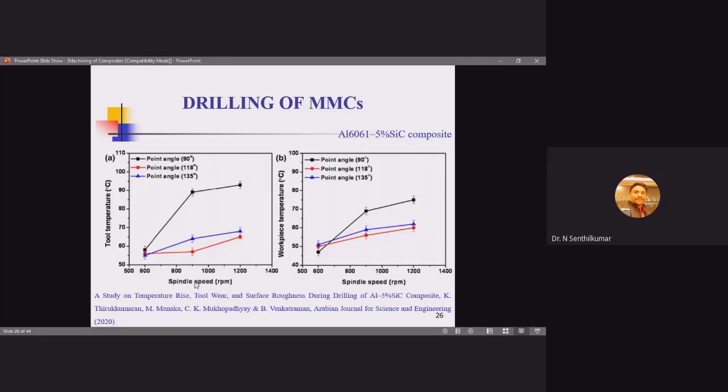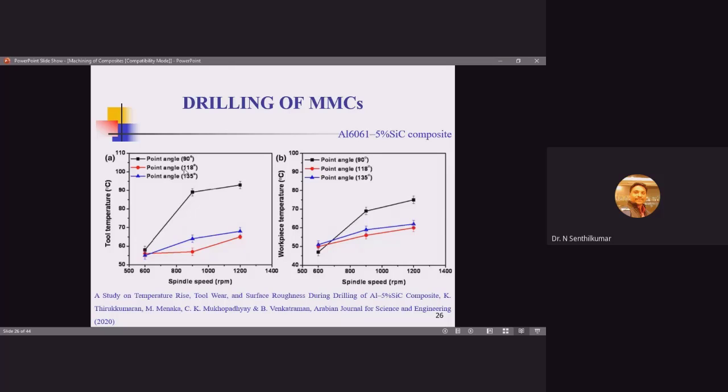So spindle speed. This is also drilling. As the tool rotational speed, or spindle speed as we call it, increases, the tool temperature increases. Here you can see in both the cases it is going to increase for different point angles. The normal point angle that we consider in drilling is 118 degrees.